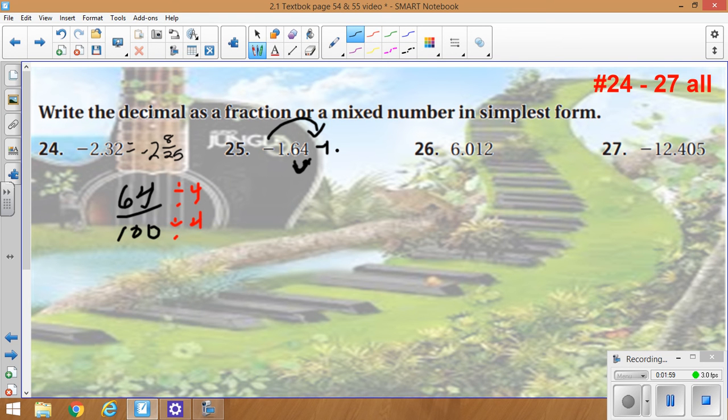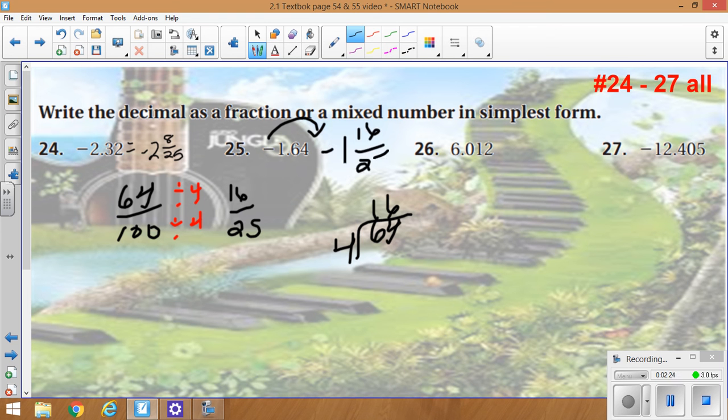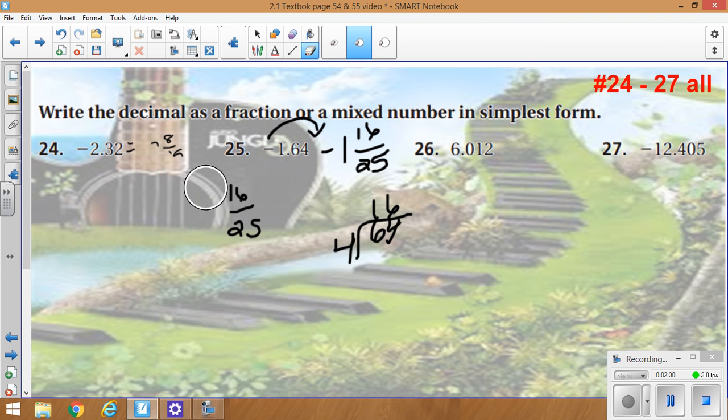And if you can't do 64 divided by 4 in your head, you're going to have to do it by hand. You will get 16. And 100 divided by 4 is 25. So the final answer is -1 and 16 over 25. So I'll be erasing all the work for number 25. If you need it, please pause now.